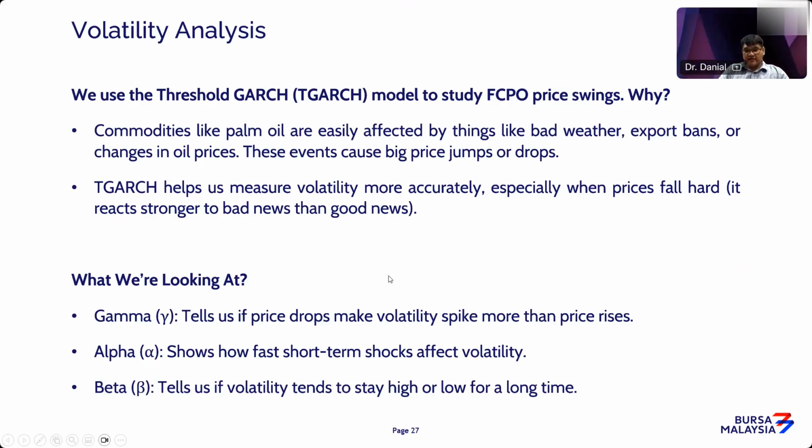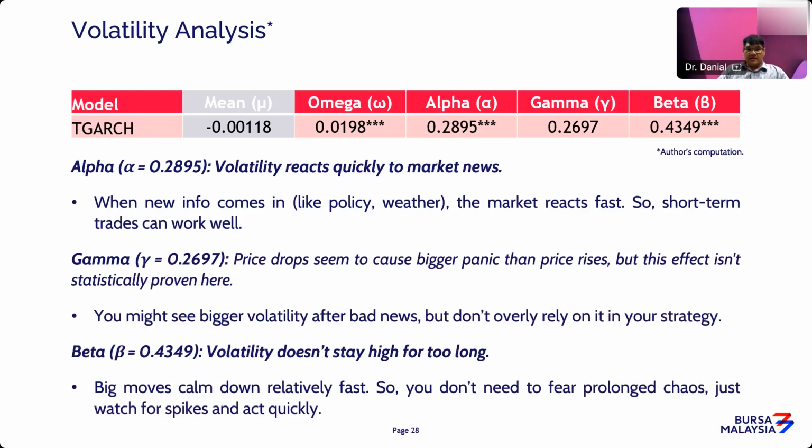So again, we are looking at three parameters: the gamma, the alpha, and also the beta. The gamma tells us whether a price drop makes volatility spike more than price rises. The alpha tells us how fast short-term shocks affect volatility, and beta tells us if volatility tends to stay high or low for a long time. All right, quickly.